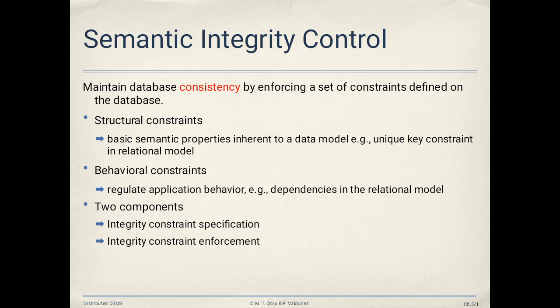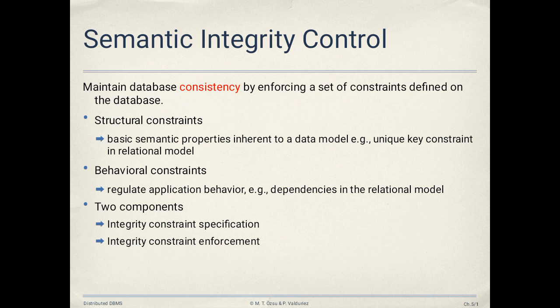So here is the semantic integrity control, the last that is involved in the semantic data control. Semantic integrity control maintains the database integrity by enforcing a set of constraints defined on the database. There are two types of constraints that semantic integrity control can apply: first is the structural constraints and another is the behavioral constraints.